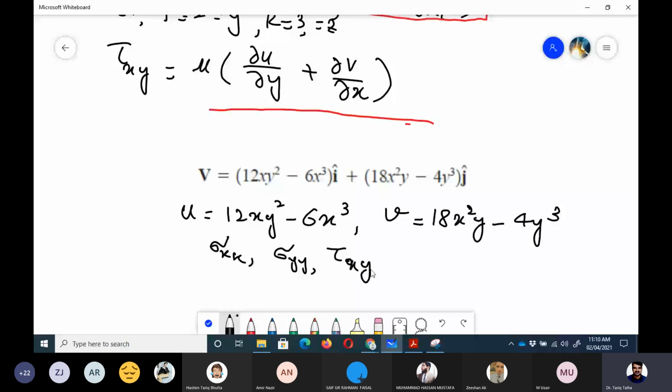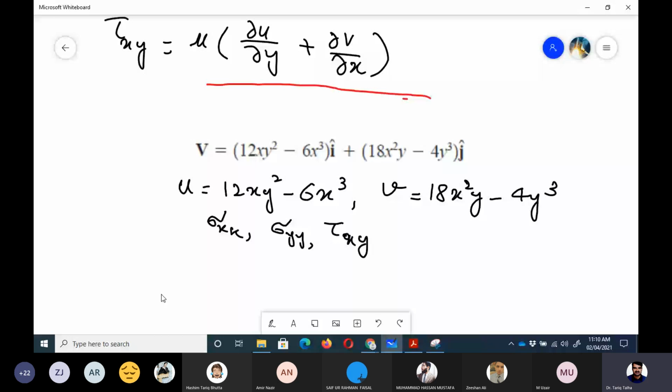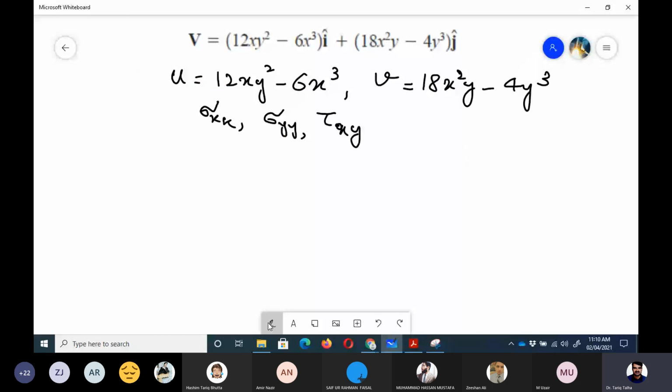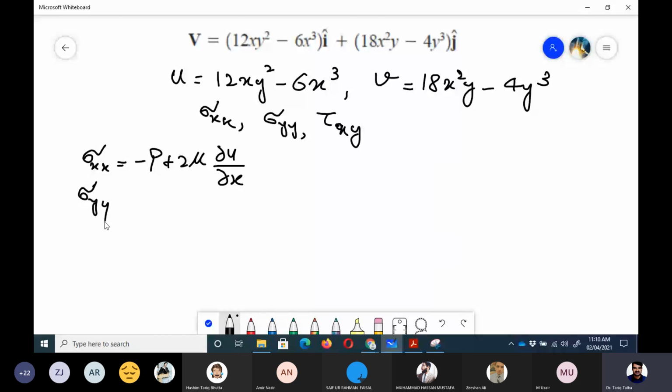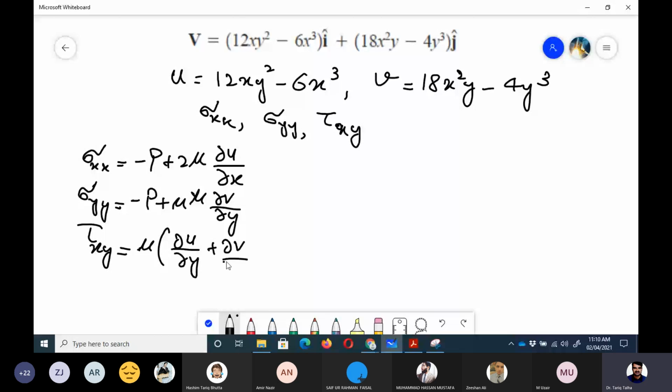First of all, if you remember the relation for sigma xx and sigma yy, it would be easier for us to move forward. So let me write that. Sigma xx is equal to minus p plus 2 mu into partial u by partial x, and sigma yy is equal to minus p plus 2 mu into partial v by partial y, and similarly tau xy is equal to mu into partial u upon partial y plus partial v upon partial x. So it means that we need these four derivatives: partial u by partial x, partial v by partial y, and these two other gradients.